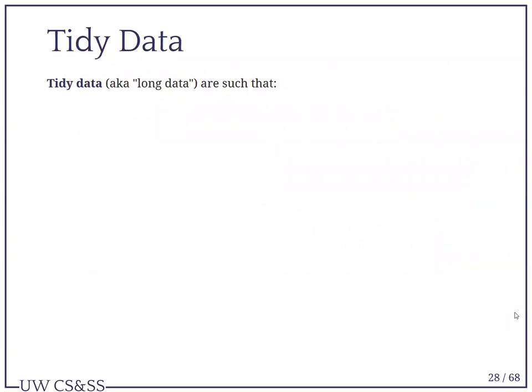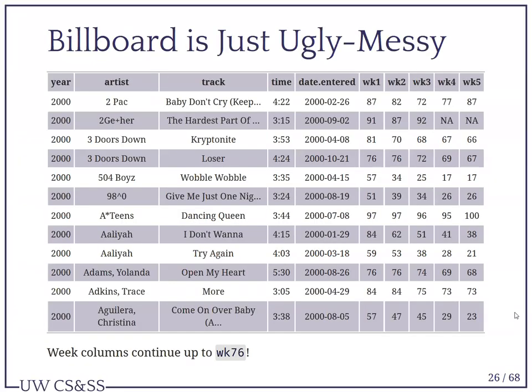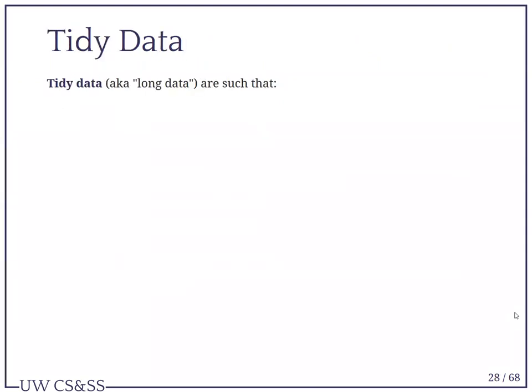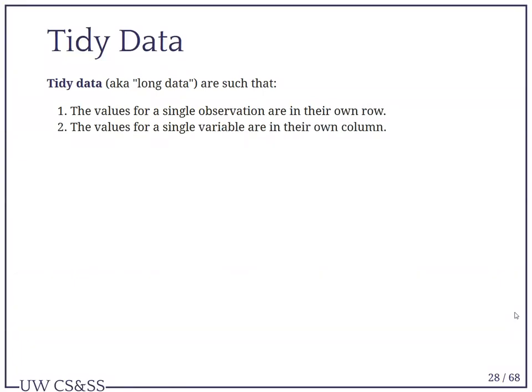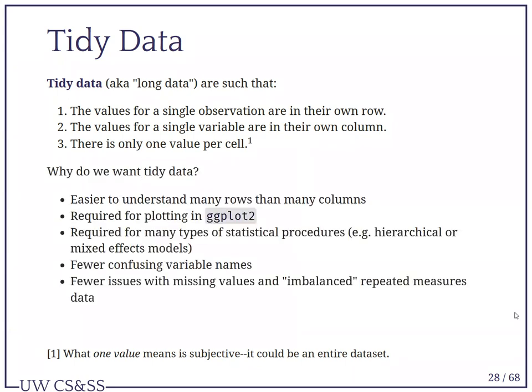So if we want to tidy this data, we probably want long data rather than wide data. This is an example of wide data where some of the information is housed in the column names rather than entirely as a cell. But if we want tidy data, the values for a single observation are in their own row. The values for a single variable are in their own column. And there's only one value per cell. What one value means is entirely subjective, and one value per cell could mean a whole data set in a cell, for instance, if you're really into structural equation modeling or something.